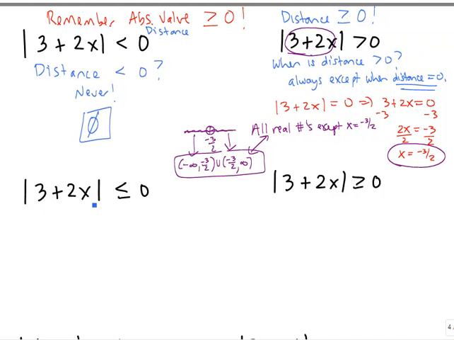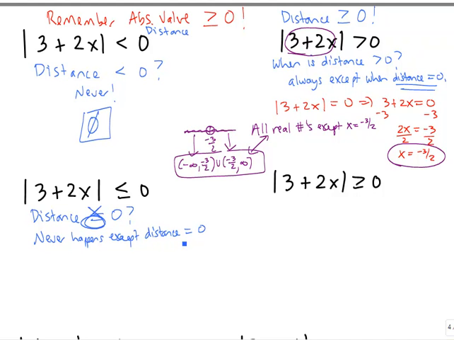We want the absolute value to be less than or equal to 0. So the absolute value is measuring a distance, and we want to know when is that distance less than or equal to 0. Well, is a distance ever less than 0? No. So that can never happen. But a distance can equal 0. So it's never less than, but it could be equal to 0. So we have to find out when that happens.